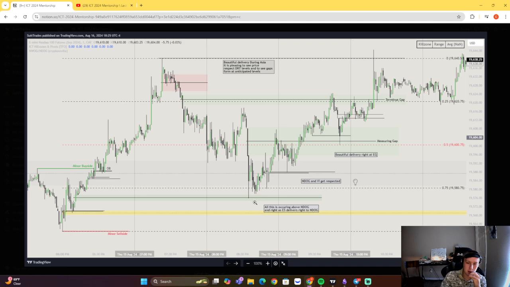Big displacement right there. It's happening between 8 and 9. Then we come back down. Beautiful delivery to volume imbalance. Beautiful delivery to this measuring gap right here, which happens at a 50% of an implied dealing range. And then we have beautiful delivery to that equilibrium price point. And what do we do? We reclaim this volume imbalance right there.